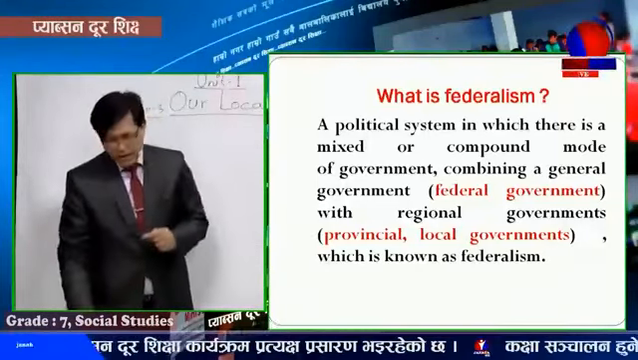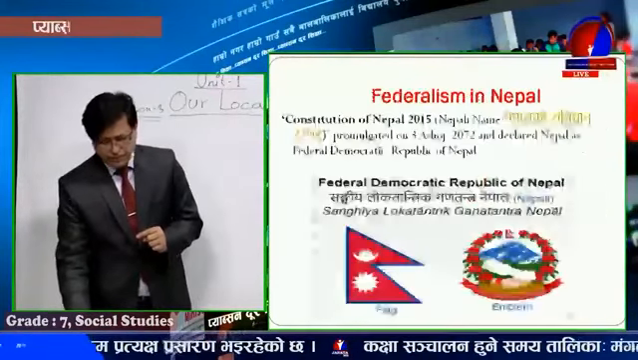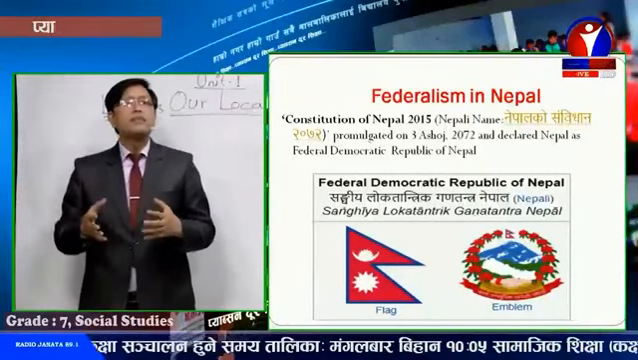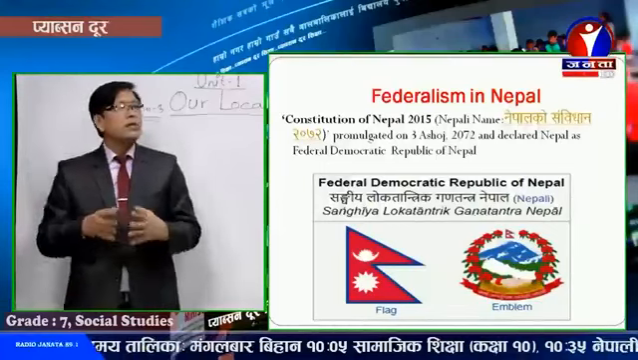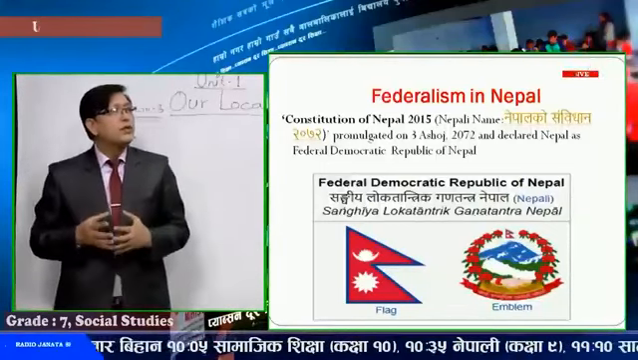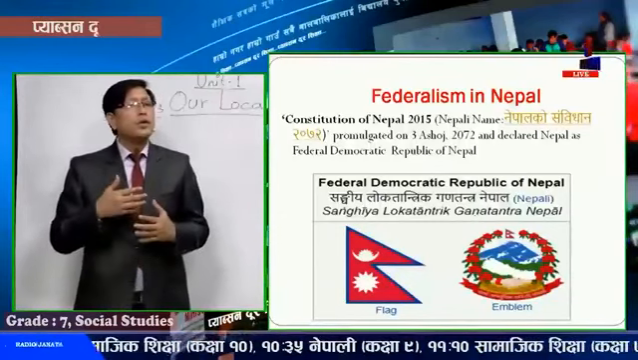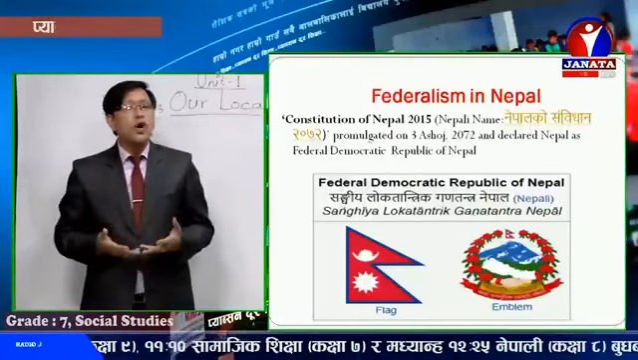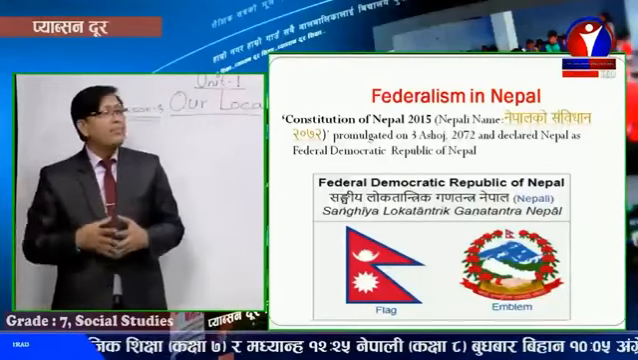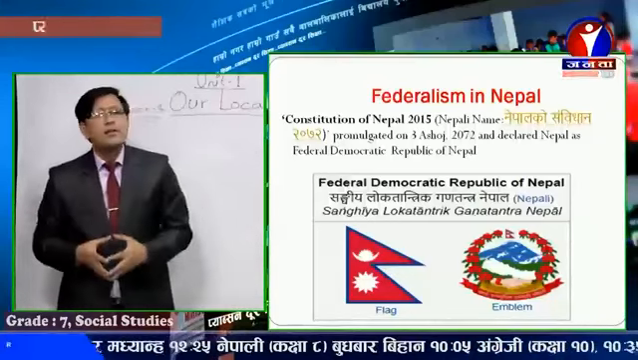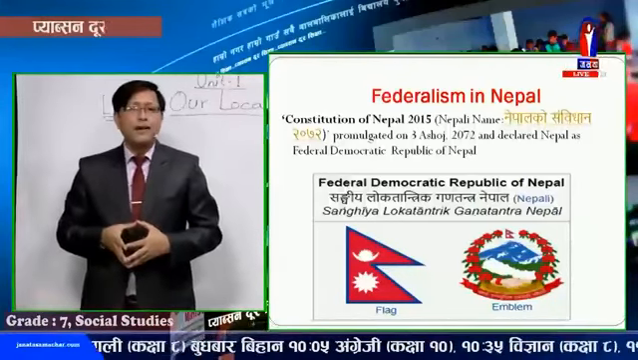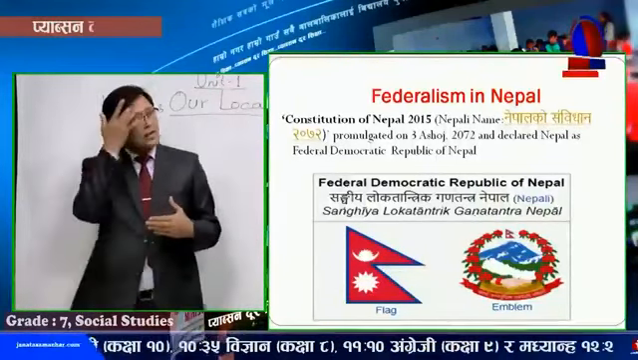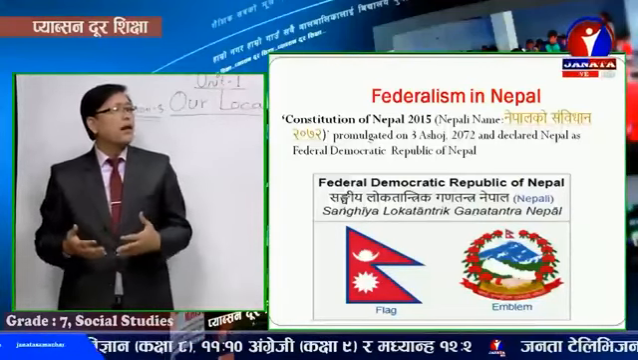Okay, so let me show you another slide, boys and girls, my dear students. Look at the slide. Constitution of Nepal 2015, 2072 in the Nepali calendar, promulgated on 3 Asoj 2072. We all know the Constitution of Nepal was promulgated on 3 Asoj 2072, and it declared Nepal a federal democratic republic. See the name itself: Sanghiya Loktantrik Ganatantra, Federal Democratic Republic of Nepal.